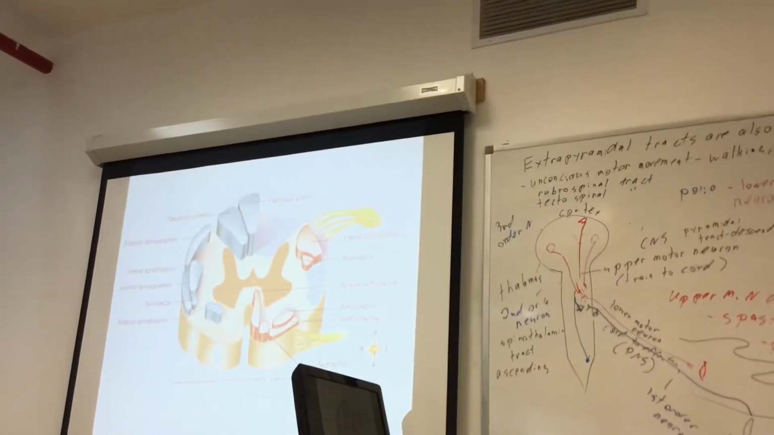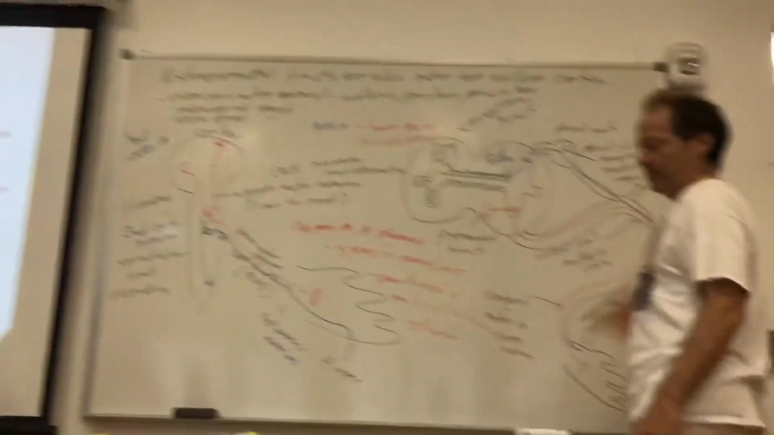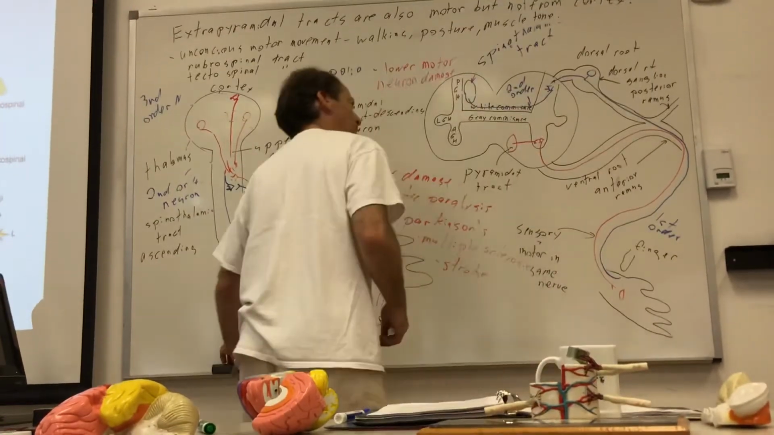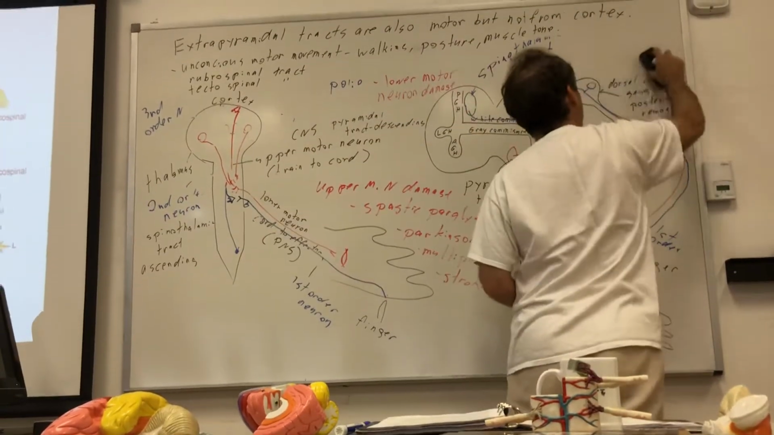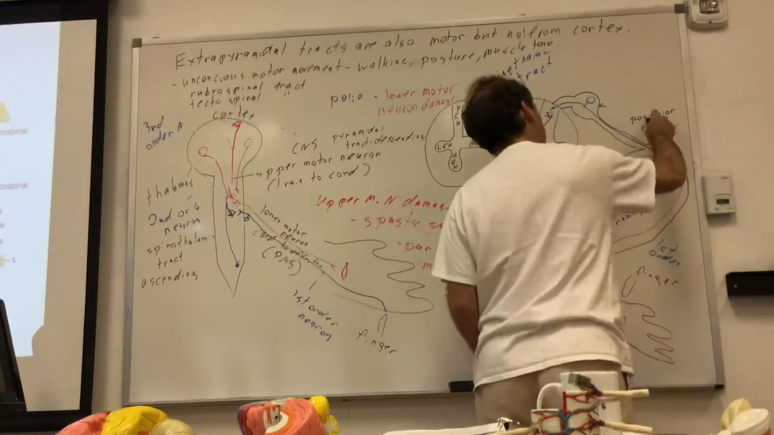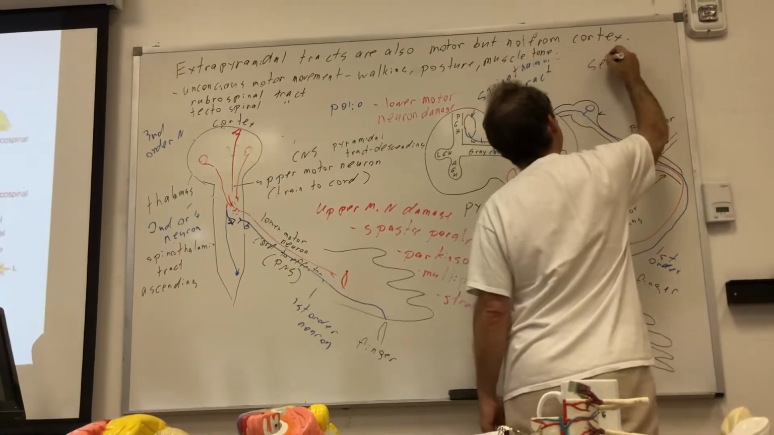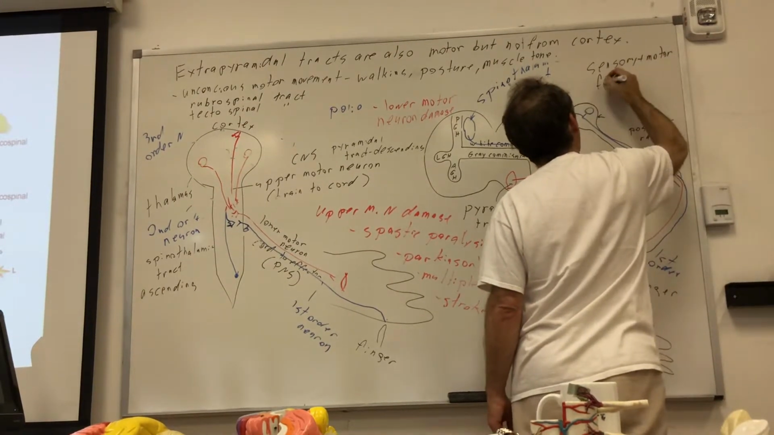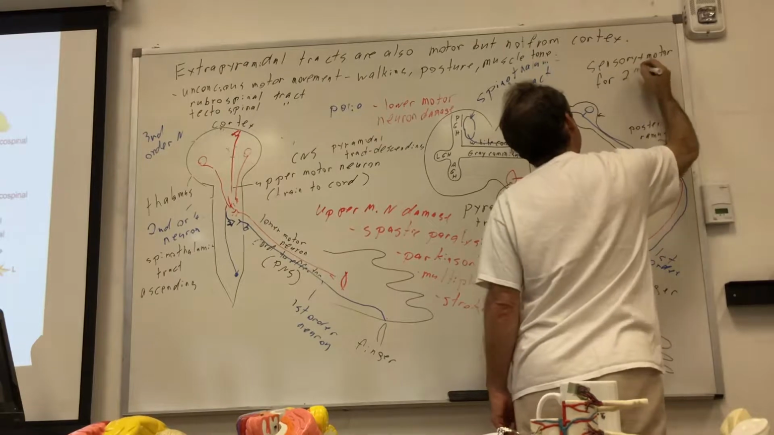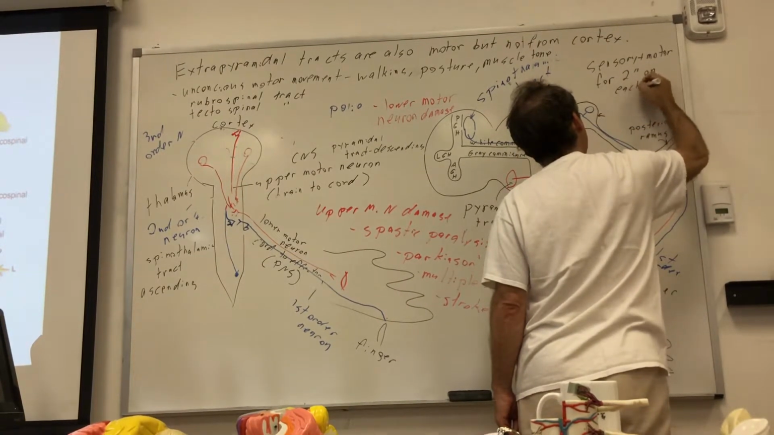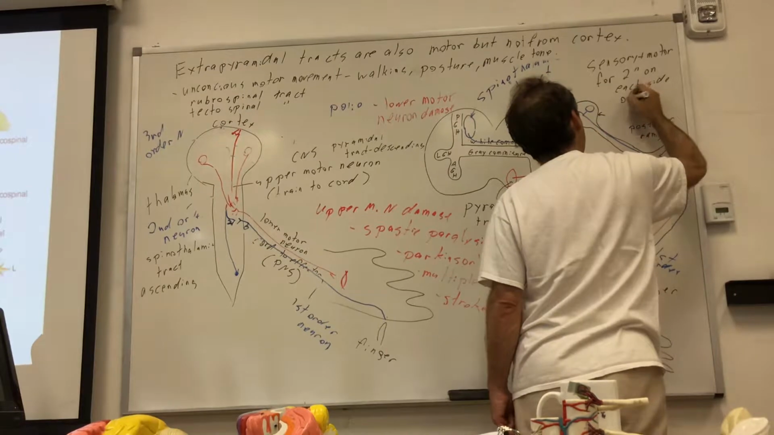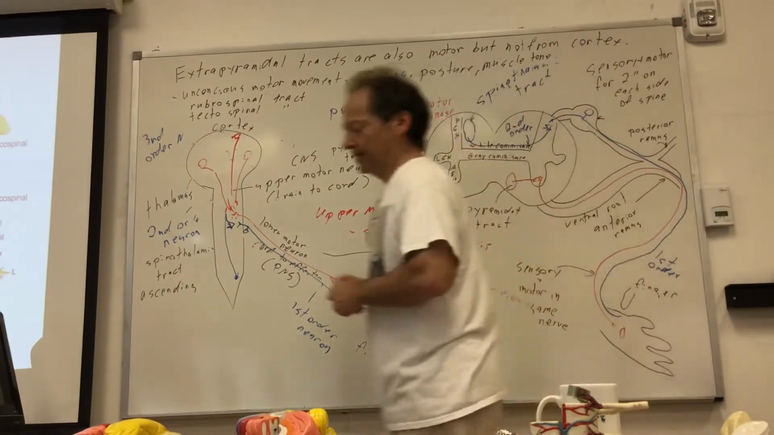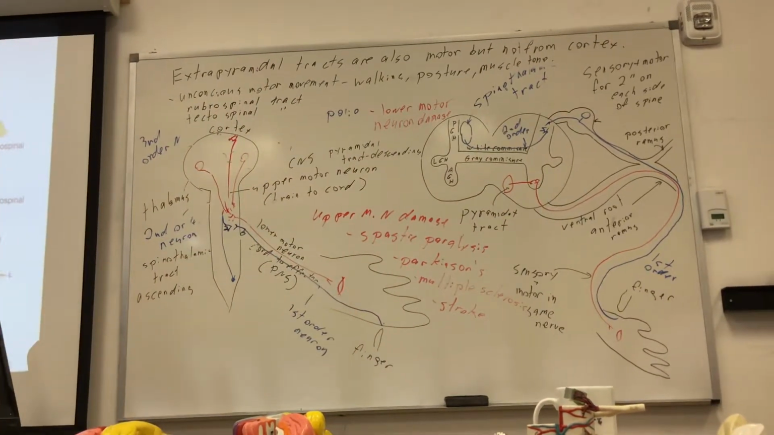So just so you know, what is this posterior ramus for? Posterior ramus is going to be sensory and motor for 2 inches on each side of the spine. So it's going to be doing this little bit of real estate right here.